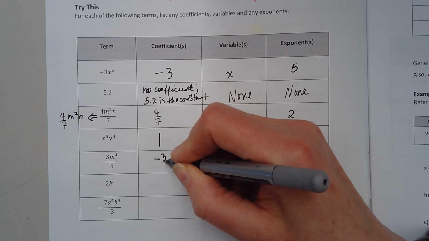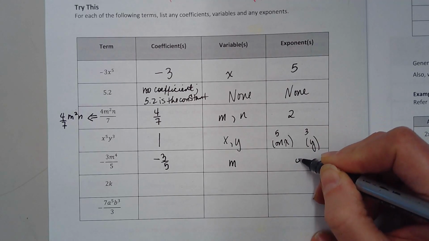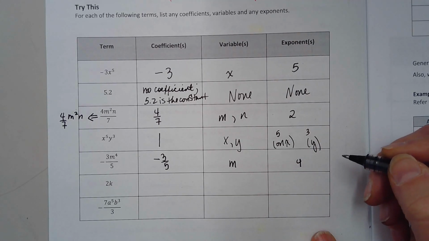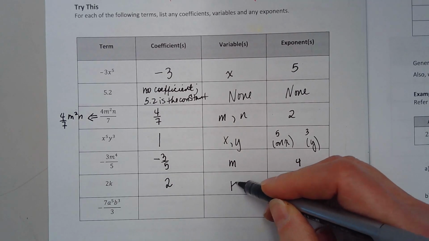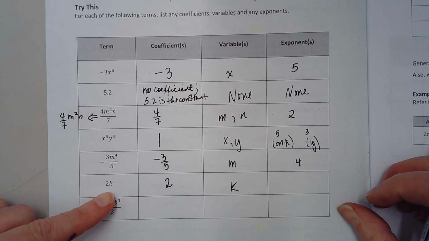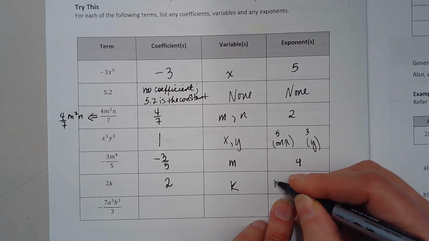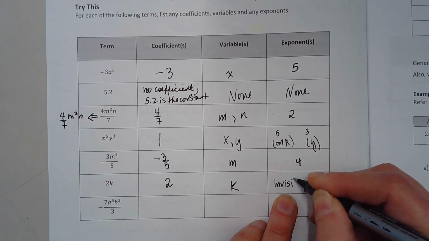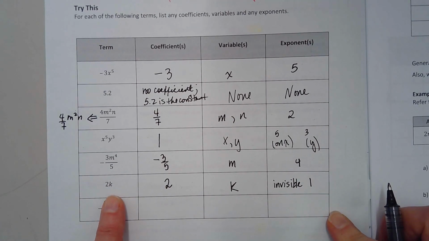Negative 3/5 is the coefficient, agreed? Okay, the variable is 5, the exponent is 4. Coefficient 2k: the coefficient is 2, the variable is k, and I guess every variable would technically have an exponent too. The exponent on the variable would be an invisible 1. If you just said no exponent, that's fine too, but every variable also has an exponent, understood? So if there is no exponent present, it's a 1.